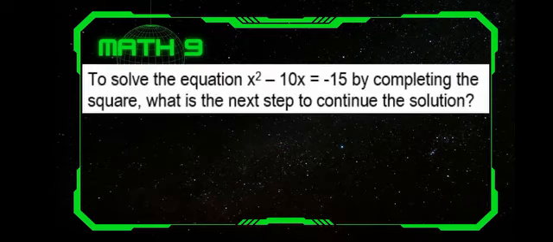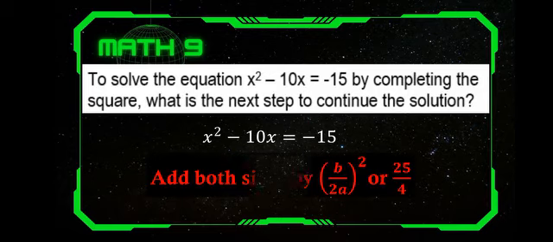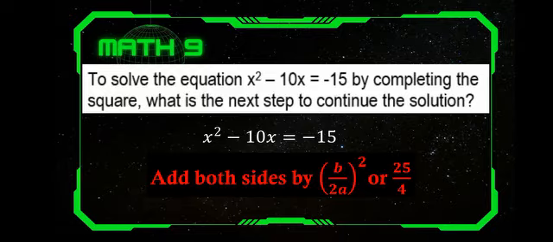To solve the equation x squared minus 10x is equal to negative 15 by completing the square, what is the next step to continue the solution? If we can still recall the steps of finding the solution of a quadratic equation using completing the square, the first step is to isolate the constant. So it is given. Then the second step is to add to both sides the square of b over 2a, or that is 25 over 4. And this is the answer.